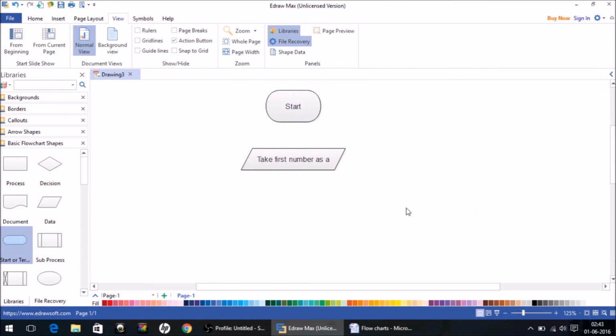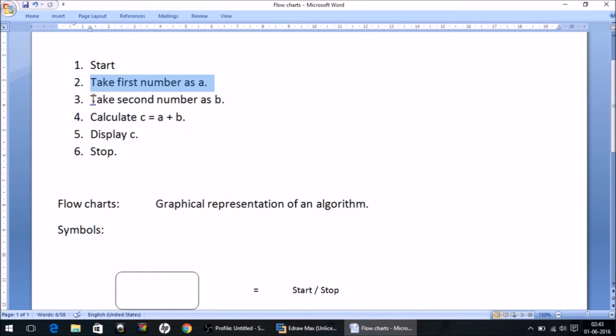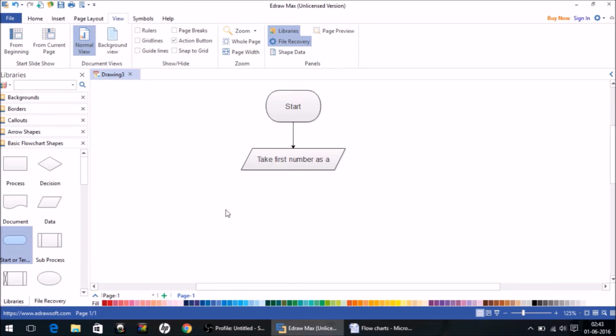Now we need to connect these two shapes because it's a flowchart, and in this we are displaying the flow of the processing which is happening to solve the given problem. So our flow is coming from this to this, so I'm going to use a connector which simply connects this shape with the next shape. So our flow is going like this. Is it clear?